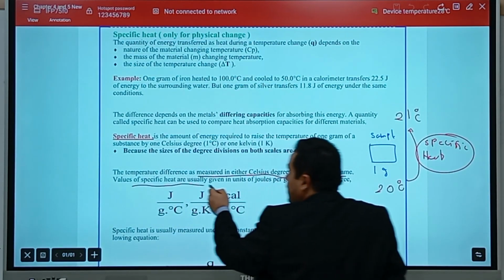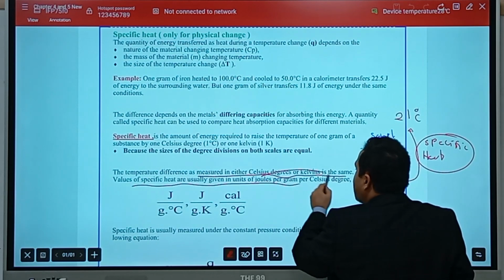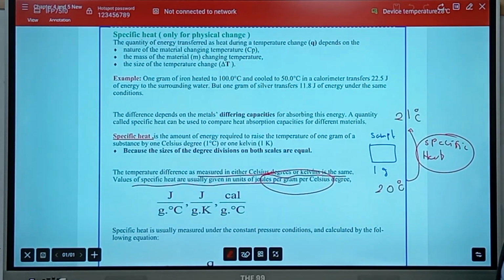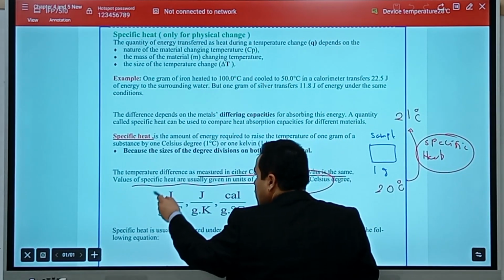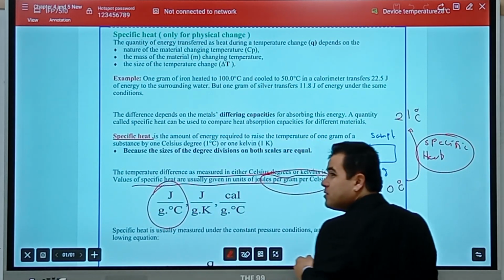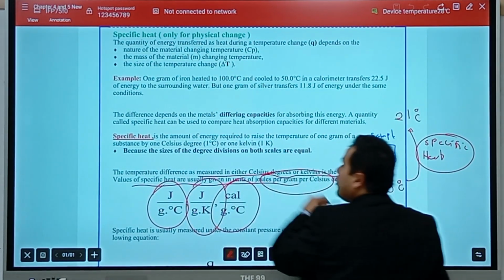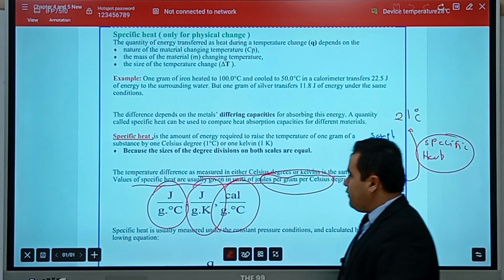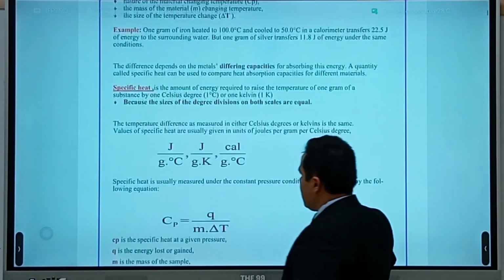Values of specific heat are usually given in units of joule per gram Celsius, but we have got 3 units of specific heat. You have to memorize those units: joule per gram Celsius, joule per gram Kelvin, or calorie per gram Celsius. These are the units which are given, and you have to memorize them.